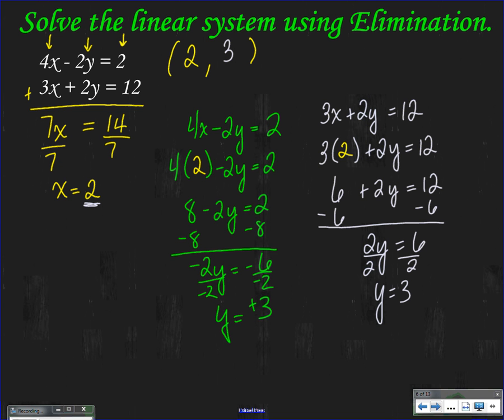You can substitute it back in. 4 times 2 is 8. Negative 2 times 3 is negative 6. So 8 minus 6 is 2. So it works there. We could do the same thing here. 3 times 2 is 6, and 2 times 3 is 6, and 6 plus 6 is 12. So it checked out for both of these equations, and our answer is 2, 3.